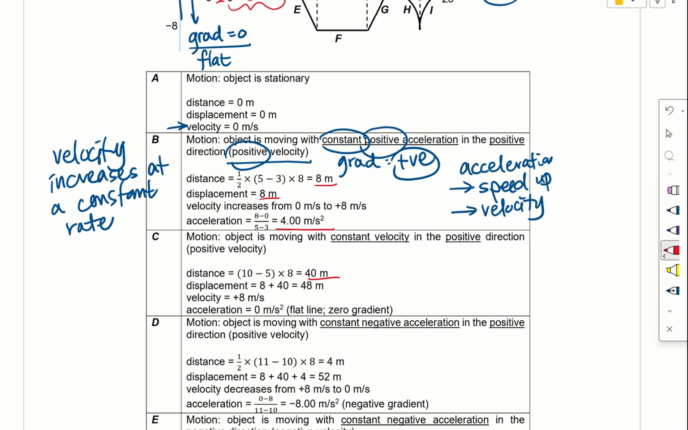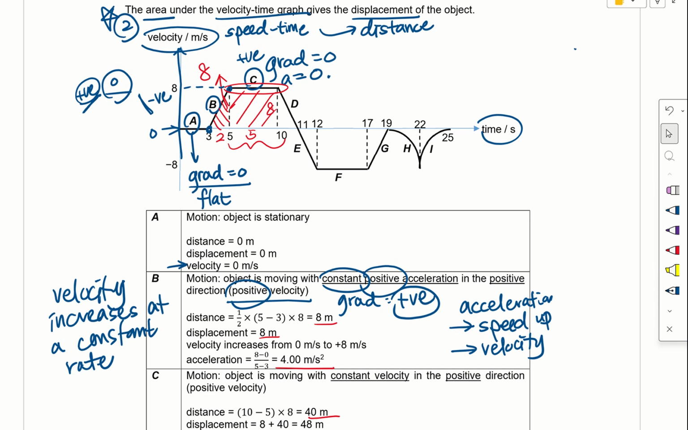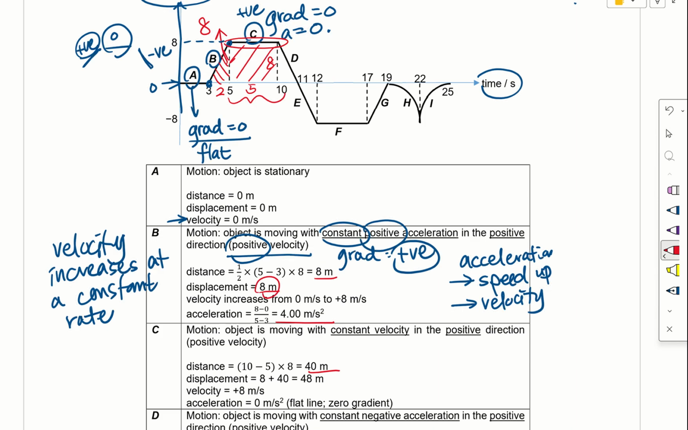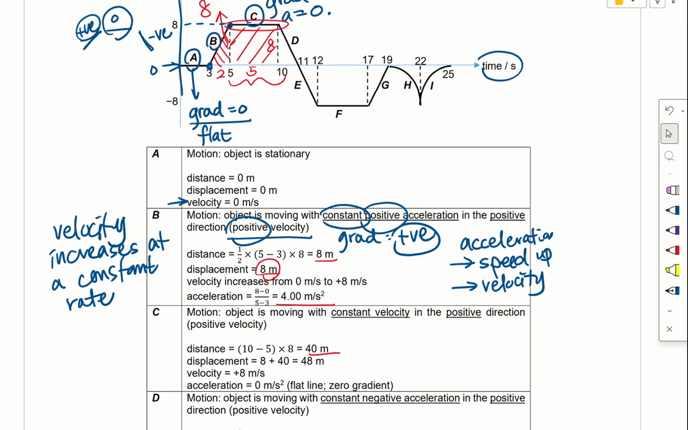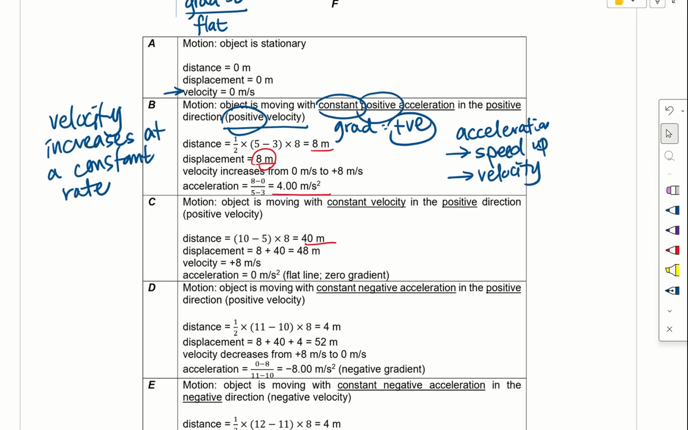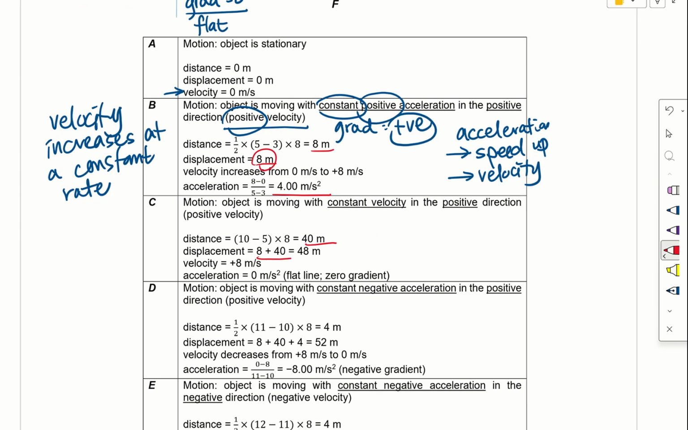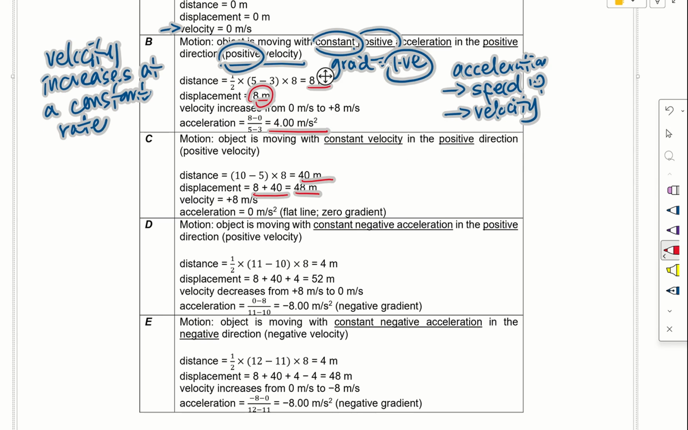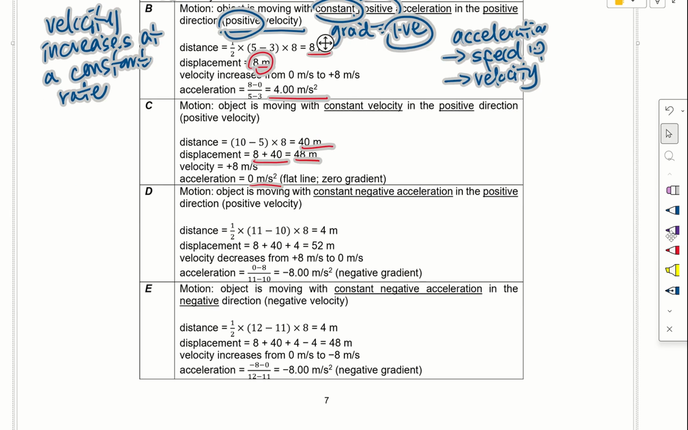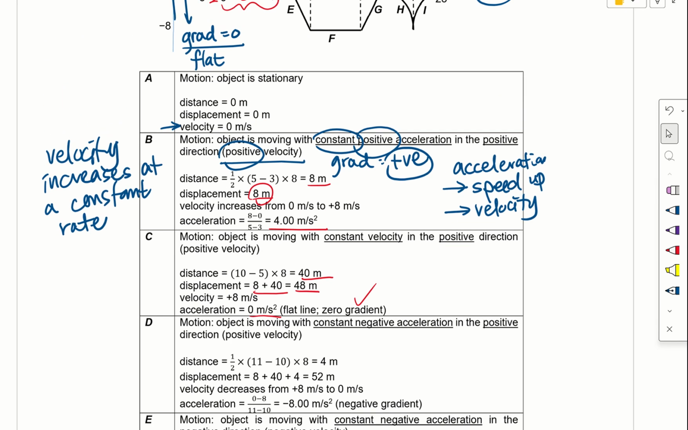But now if I were to ask you how far it is displaced from the original point, remember we went through A, B, and then C, right? So at A it wasn't moving, so no displacement. For B the displacement was 8, because the distance traveled was 8. For C the distance traveled was 40, therefore the displacement is 8 plus 40. It is now 48 meters away from the starting point. Okay, and also you can calculate the acceleration, but you don't need to, right? Because it's 0 gradient.